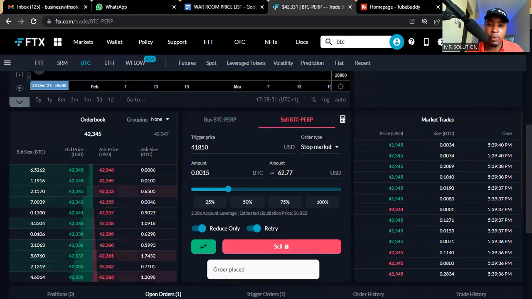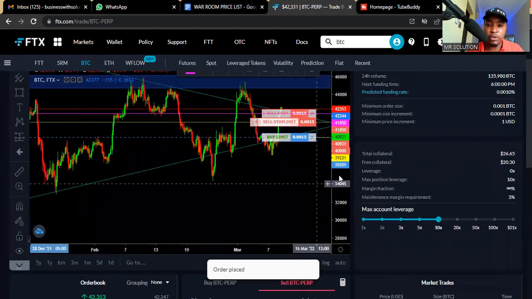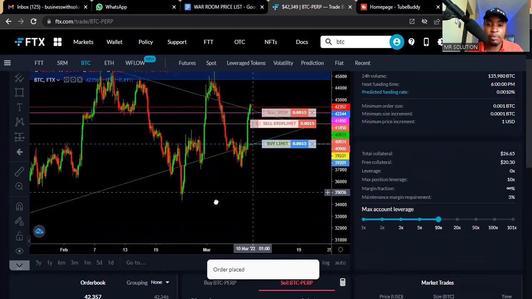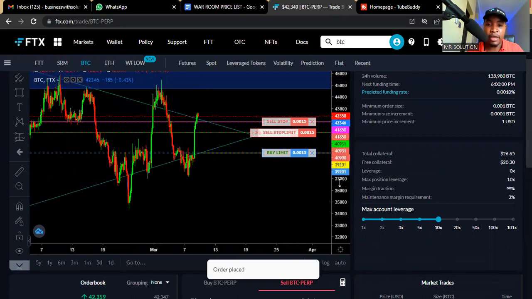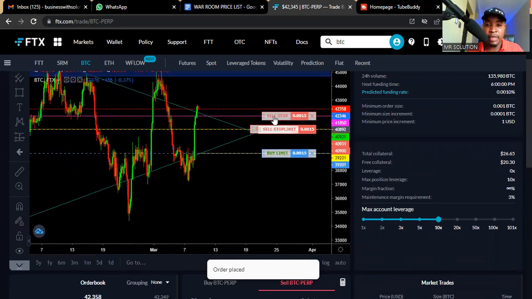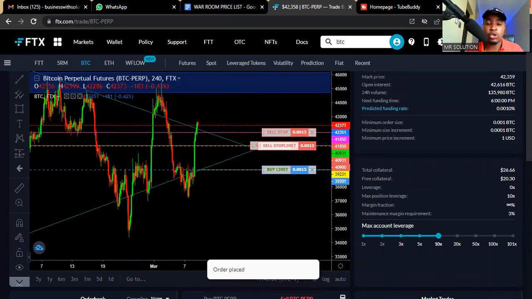You can see, so when you now go up, you see the different orders that I have actually placed. Okay, here I have my sell stop limit. This is my sell stop, that's my stop loss order. And then this is my buy limit, that's my take profit. So that's just how to short on FTS.